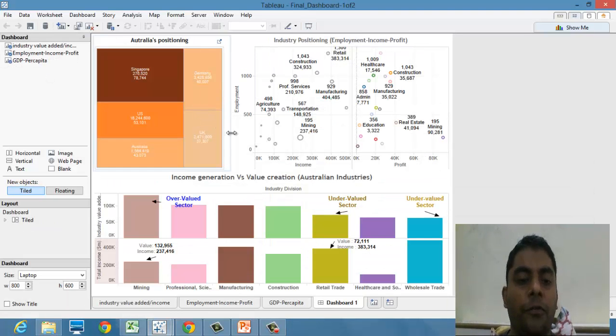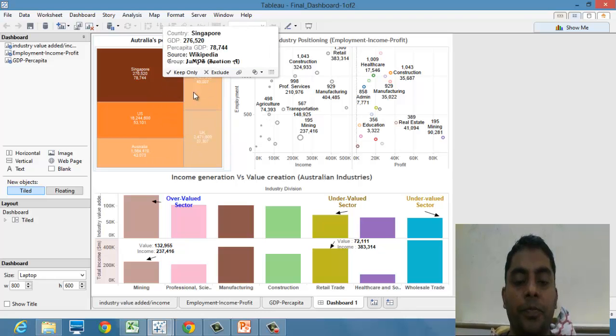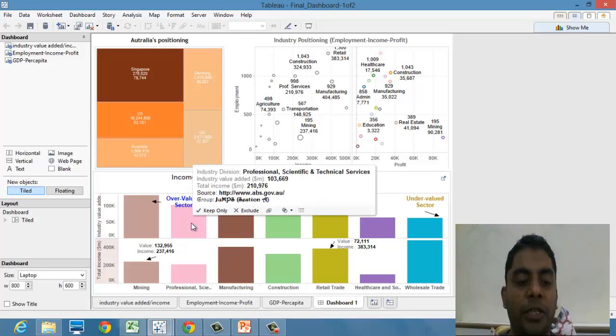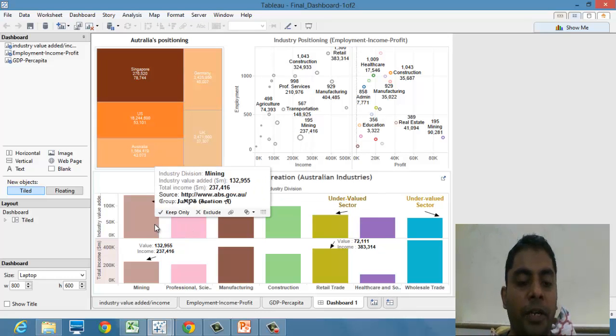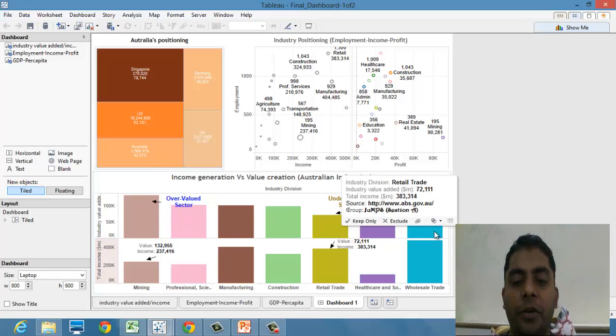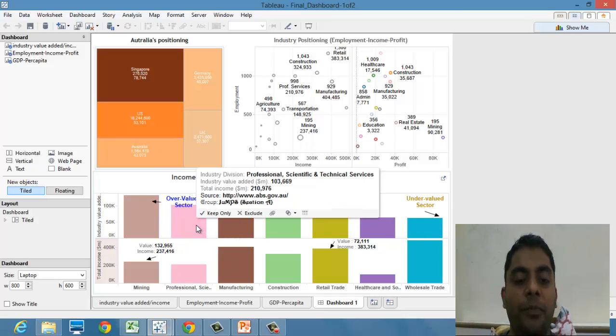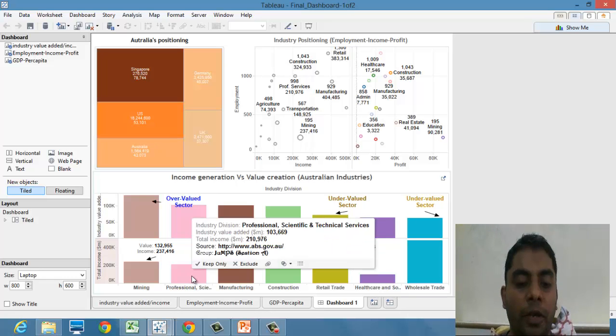On our first look, we get to understand that Australia ranks third in the per capita GDP among all its peers. Looking a little deeper, we understand that the sector of mining is highly overvalued, whereas the sectors of retail trade, wholesale trade, and professional services remain much undervalued.